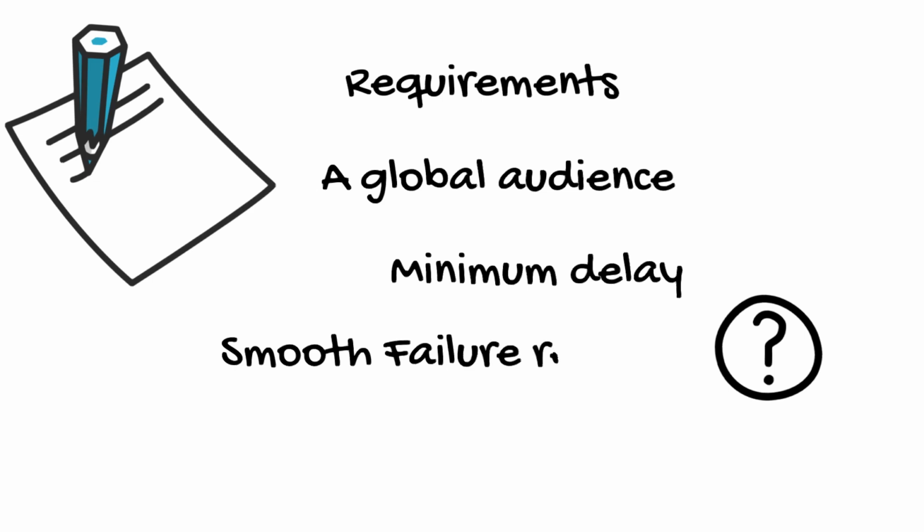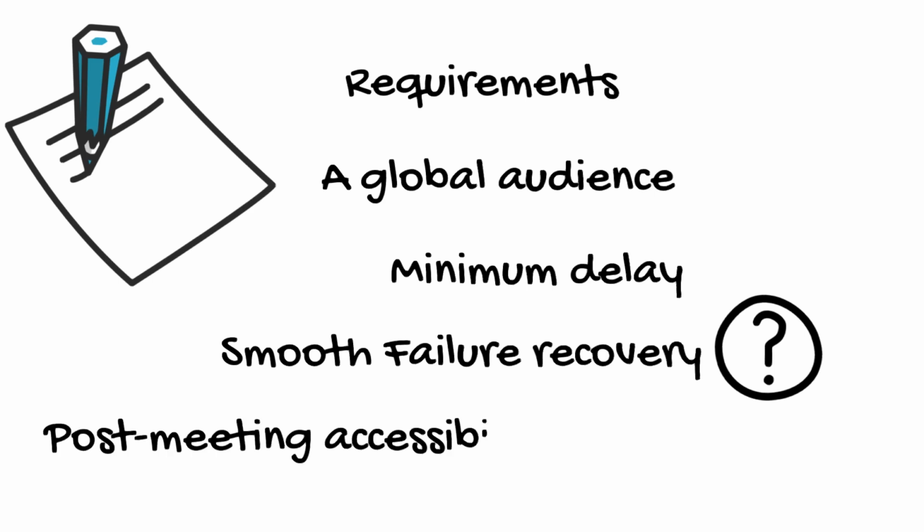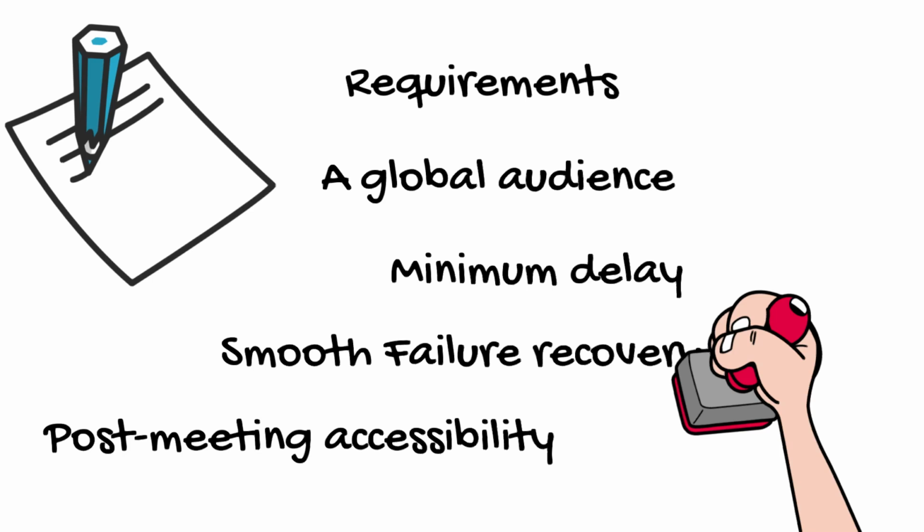To maintain a smooth user experience, if a participant loses connection, it shouldn't waste resources retransmitting everything. Instead, it should prioritize the latest transcriptions so they can seamlessly rejoin the conversation. And finally, the system must ensure post-meeting accessibility, allowing users to retrieve transcripts and insights even after the meeting ends. With our key requirements in mind, let's look at how the system is designed to meet them.